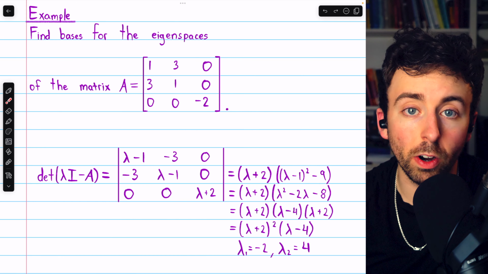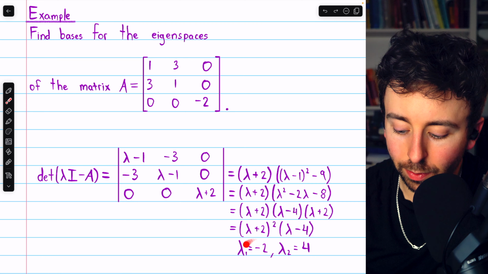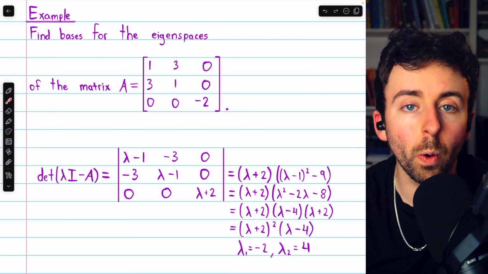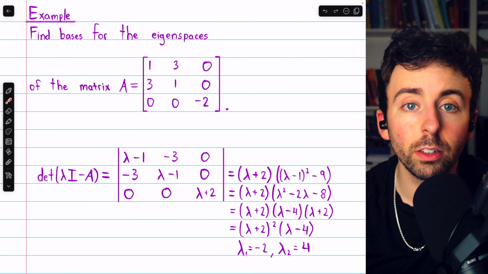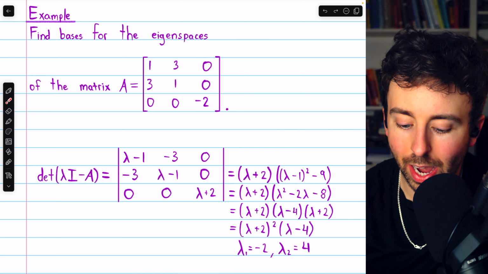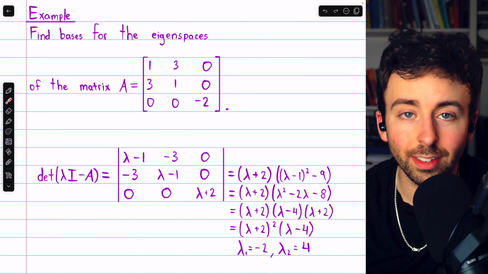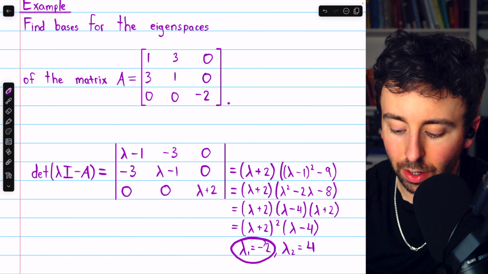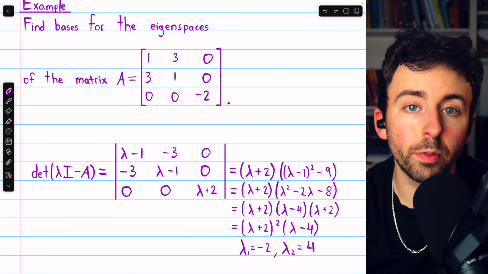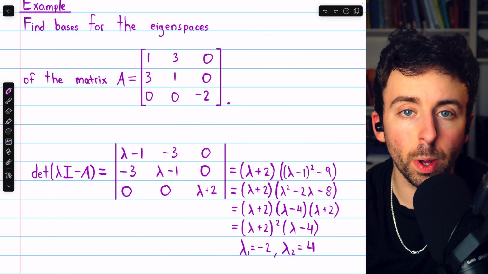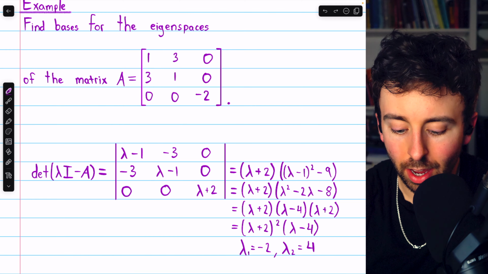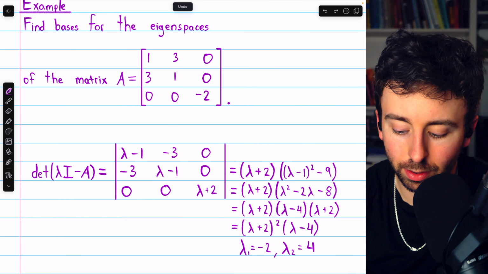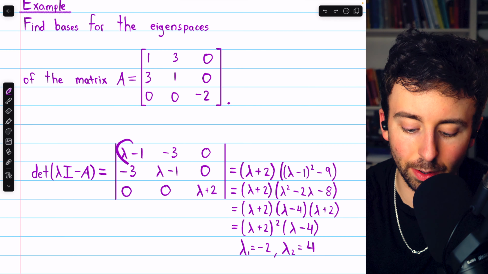Its roots, which are the eigenvalues, are negative 2 and positive 4. So we need to find a basis for the eigenspaces corresponding to this eigenvalue and to this eigenvalue. Let's begin with the eigenvalue negative 2. So to find a basis for the corresponding eigenspace, we'll need to find the null space of this matrix, but with negative 2 plugged in for lambda.